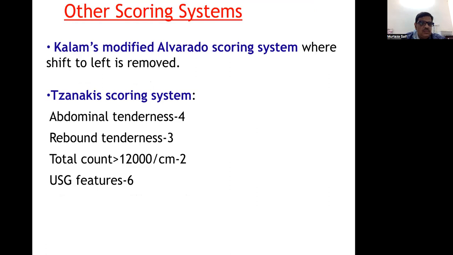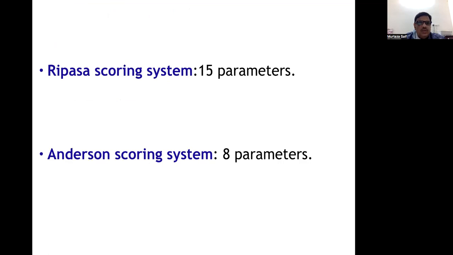Other scoring systems: Kalam's modified Alvarado scoring system, where shift to left is removed. Jain's scoring system: abdominal tenderness 4, rebound tenderness 3, total count more than 12,000 per cubic millimeter of blood, USG feature 6. Then there is the RIPASA scoring system with 15 parameters, and the Anderson scoring system.